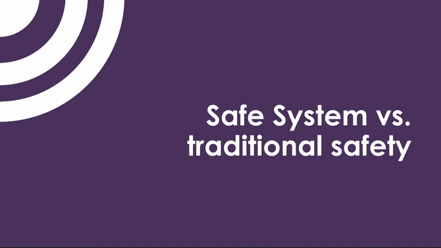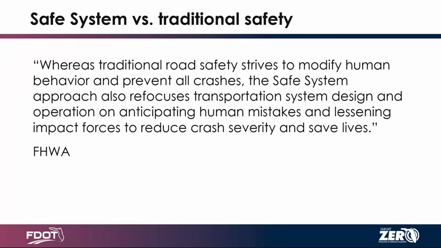Safe system versus traditional approach. We've talked a little bit about this already, but I just want to read this quote from FHWA. Whereas traditional road safety strives to modify human behavior and prevent all crashes, the safe system approach also refocuses transportation system design and operation on anticipating human mistakes and lessening impact forces to reduce crash severity and save lives. So we started with that at the beginning. That's one of the key differences in the safe system approach versus traditional safety: that focus on anticipating human mistakes and then lessening the impact forces when these crashes do occur.